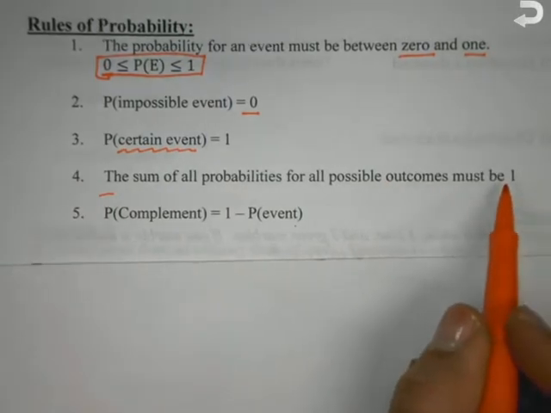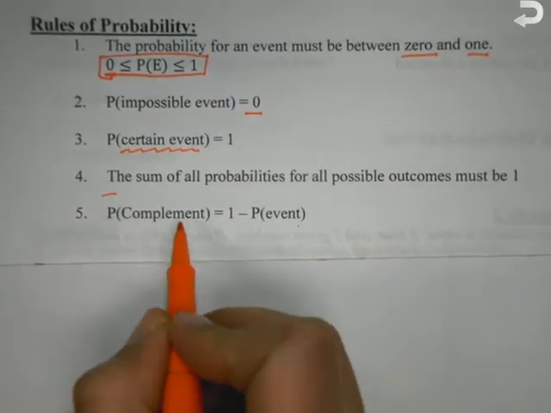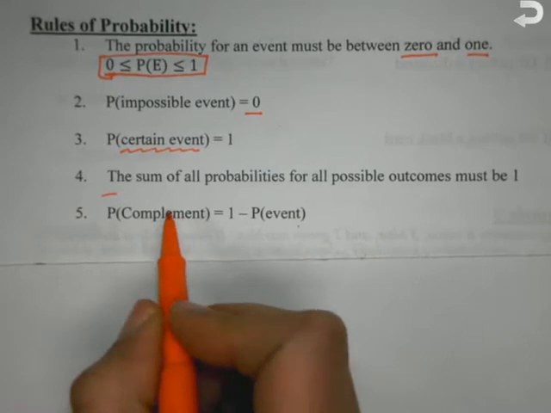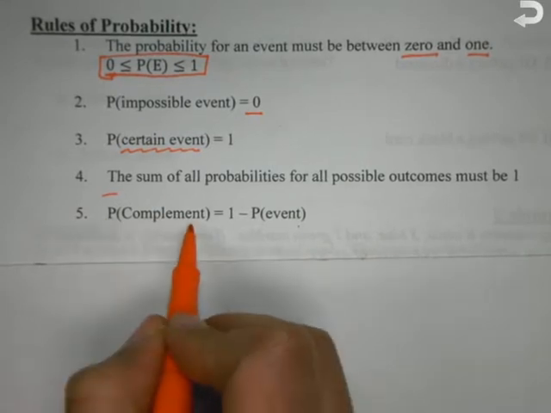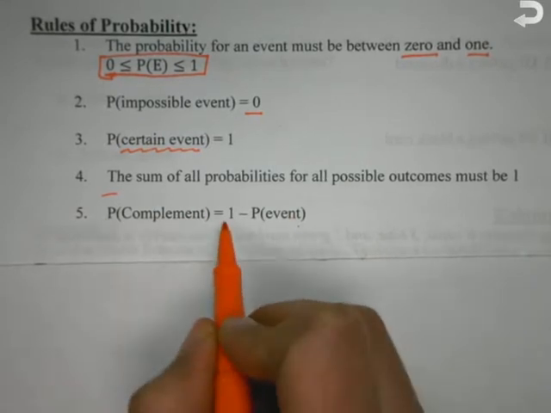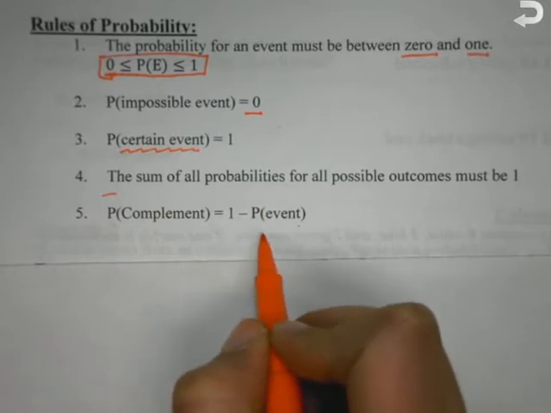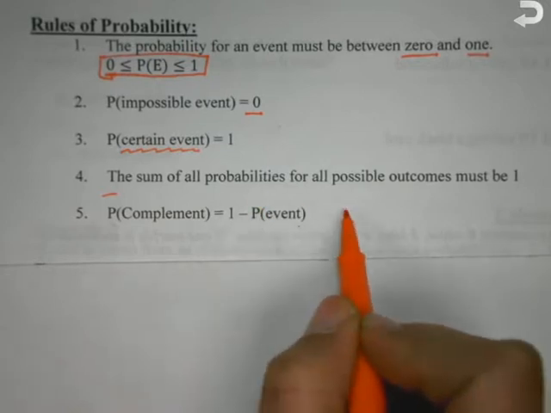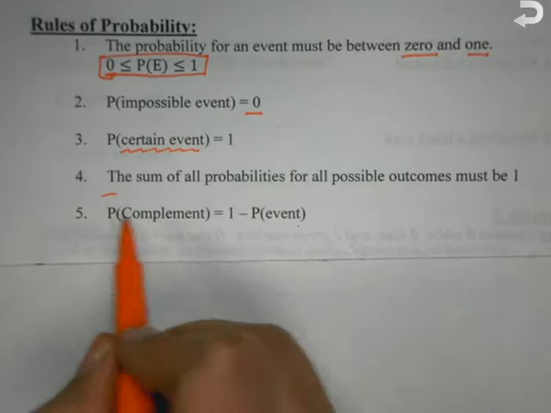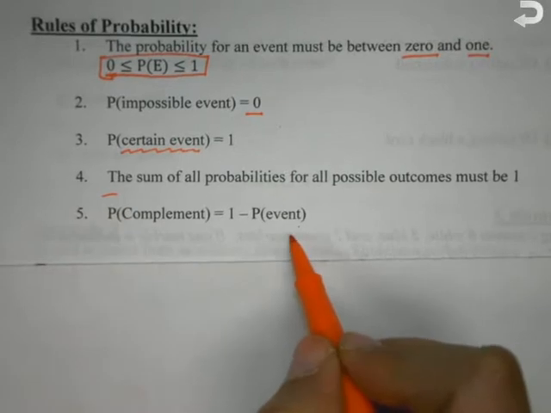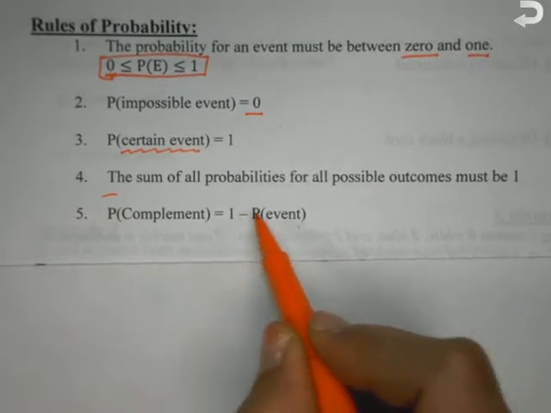We also have what is called the complement of the probability of an event happening. So the probability of the complement will be 1 minus the probability of the certain event. So all probabilities will add up to 1, but if we're looking just for the complement of a certain event, we can take that 1 and subtract the probability of the certain event.